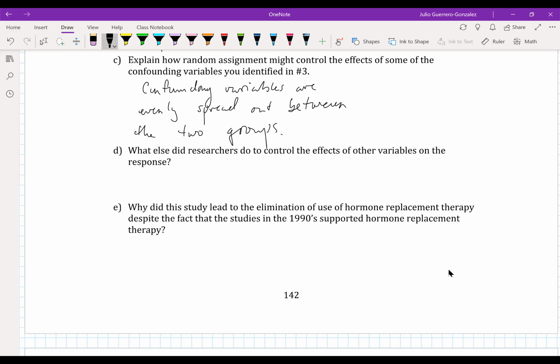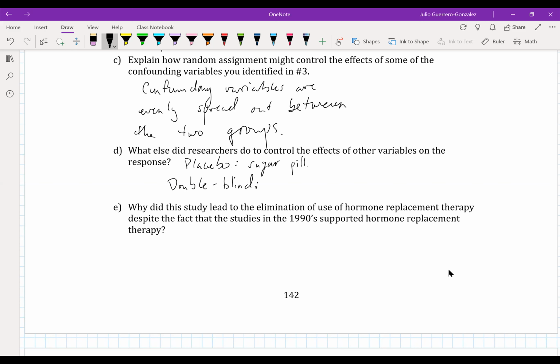What else did the researchers do to control the effects of the other variables in the response? They used a placebo. Double blind. So one is a placebo, and the other one, I think it was Connor, said double blind. Placebo, I think everybody knows what that is. That's the sugar pill. Double blind. What does that mean?